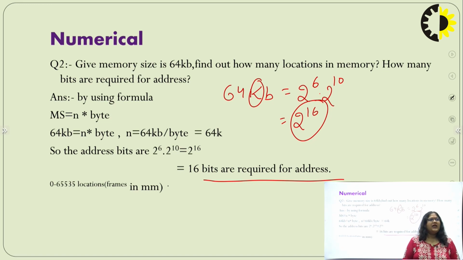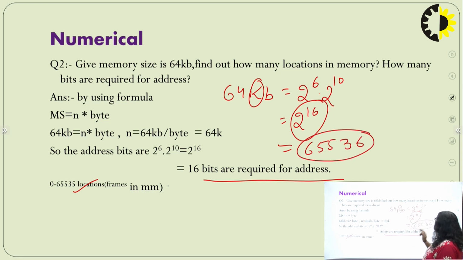How many bits are required for the address? 16 bits are required for the address. Now find out the locations of the memory. It is 0 to 65535. Total locations are 65536 due to 2 to the 16. So the starting address is 0 and the end address is 65535. So this is the second numerical.